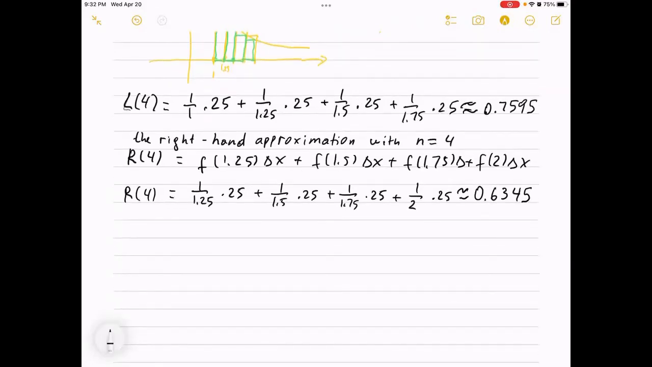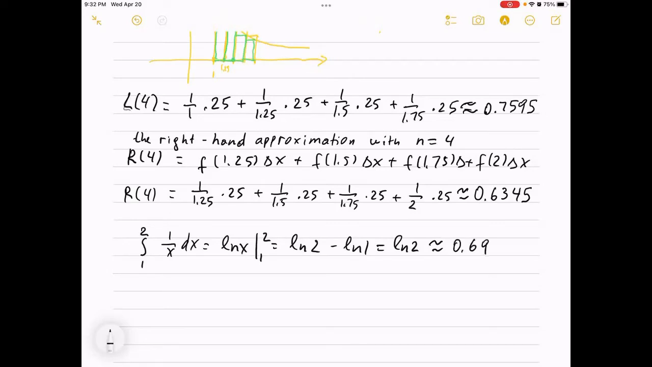Let's recall what our actual integral is. Our actual integral is the integral from 1 to 2 of 1 over x dx. We can calculate it using the fundamental theorem of calculus. We get ln of x from 1 to 2, so ln of 2 minus ln of 1, which gives ln of 2, approximately equal to 0.6931. That is the exact answer.